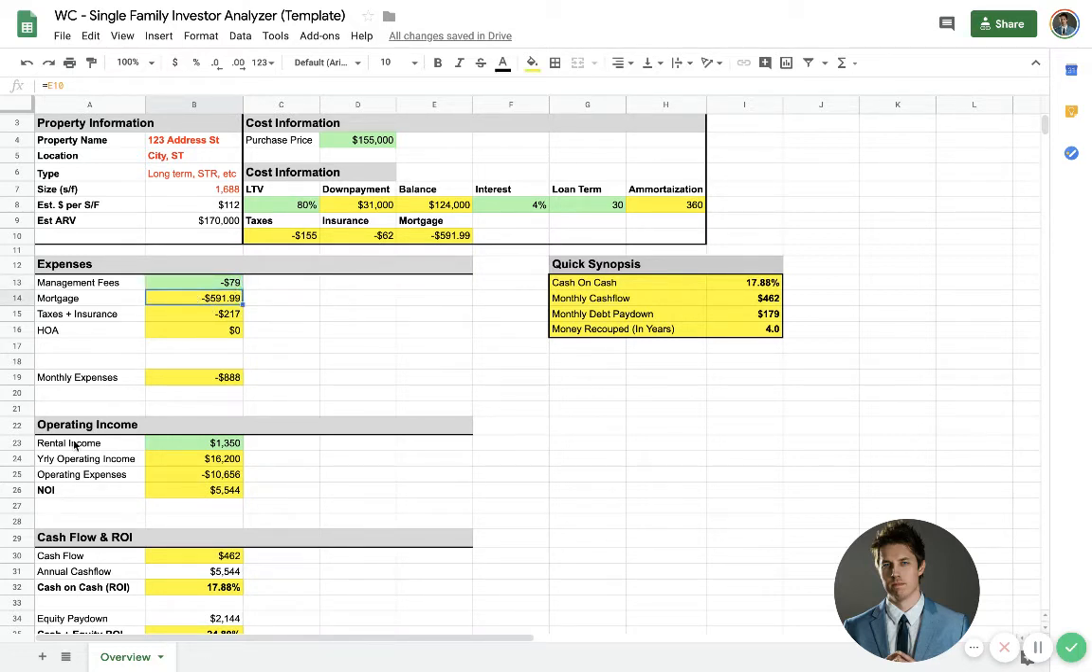Mortgage on this house, again, we're just taking it from up here, which is a formula coming from the interest rate, the loan term, and the amortization schedule. The mortgage on this is going to be $591, taxes and insurance around $217, and no HOA for this particular property. That gives you total monthly expenses of $888.